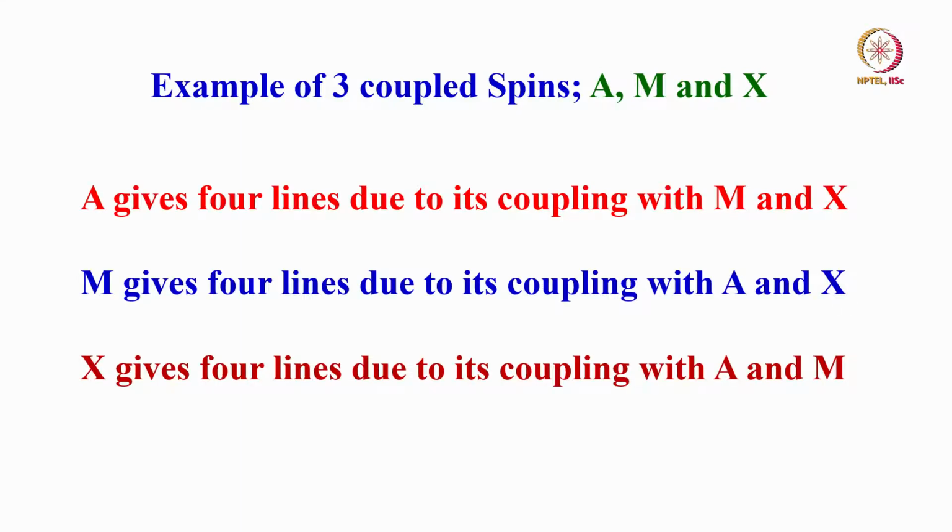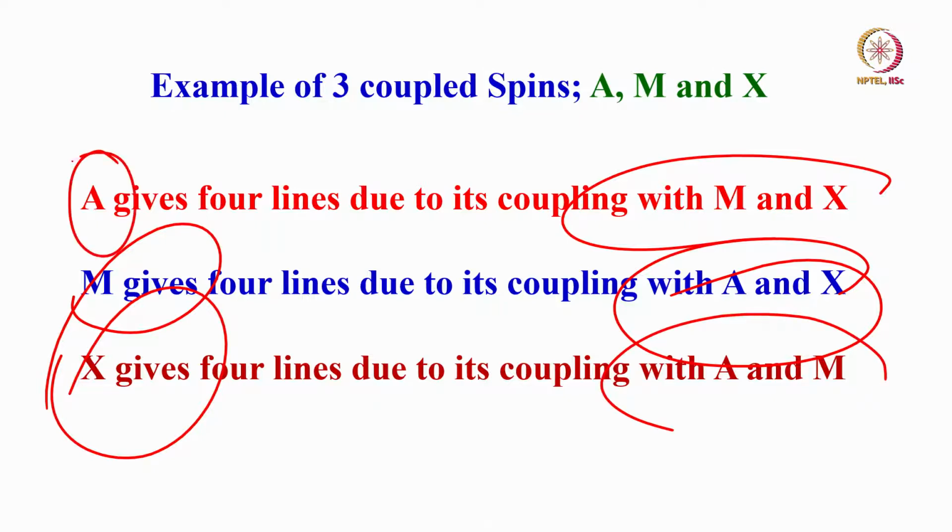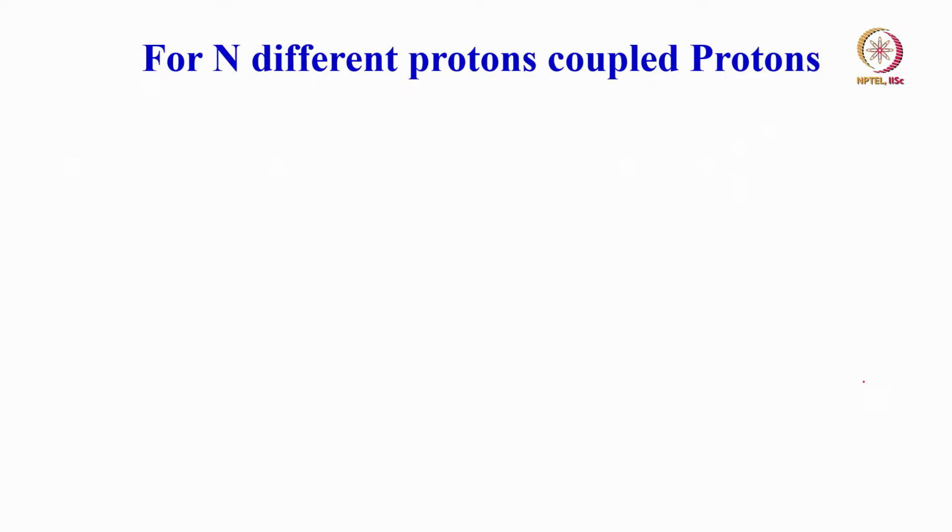So this is the example of 3 coupled spins A, M and X. A gives 4 peaks because of its coupling with M and X. M gives 4 peaks because of coupling with A and X. X gives 4 peaks because of its coupling with A and M. Remember, the spin you are observing is coupled to the remaining 2 spins. Now you are observing M, it is coupled to the remaining 2, A and X. Now you are observing X, it is coupled to the remaining 2, A and M, and each time you get 4 lines.